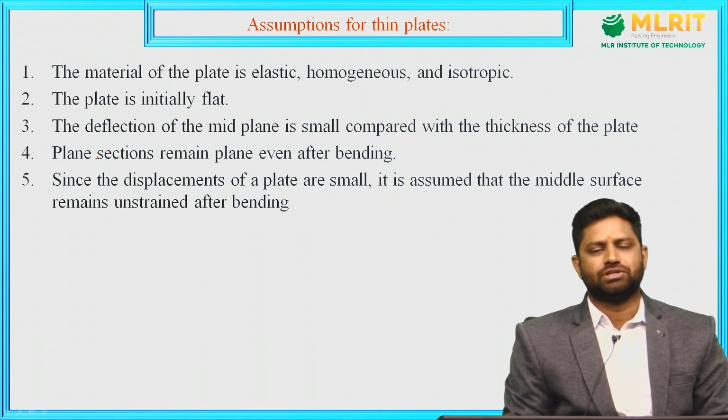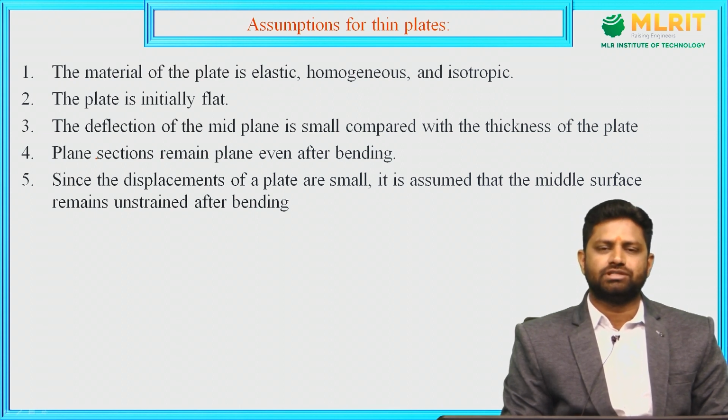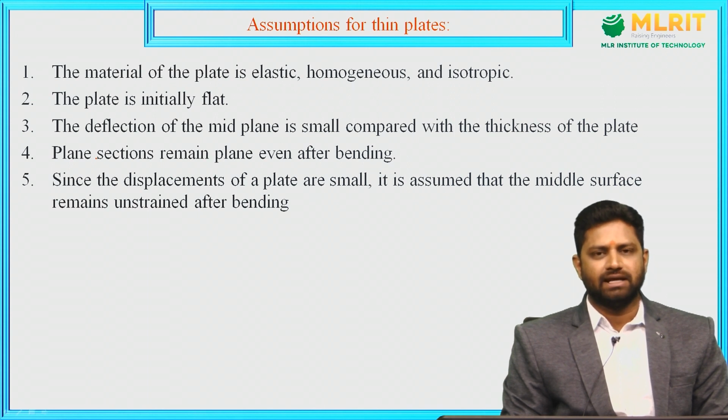Right. Now assumptions. Most of the time we give assumptions for beams or columns. Similar kinds of assumptions we will consider here for thin plates. The first assumption is that the material of the plate is elastic, homogeneous and isotropic. The second assumption is that the plate is initially flat, and the third is that the deflection of the mid plane is small when compared with the thickness of the plate. The fourth is that plane sections remain plane even after bending, and the fifth is that since the displacements of a plate are small, it is assumed that the middle surface remains unstrained after bending.